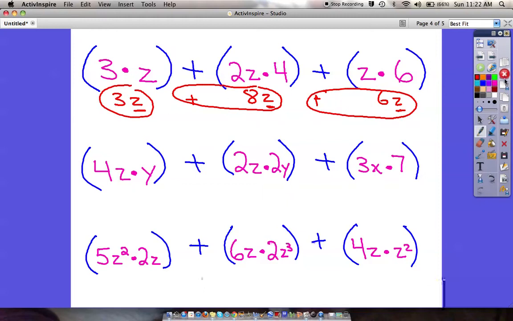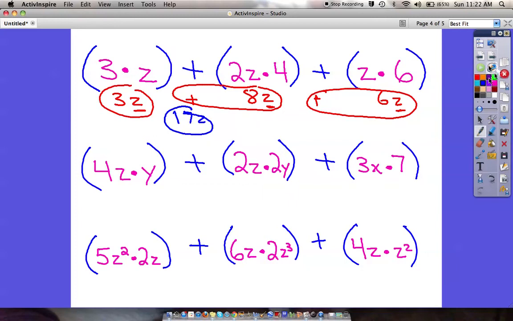My final answer for this one is going to be, oops, that probably won't show up on there. My final answer for this one is going to be 17z. I multiplied these all out and got these, and then I could combine them all together because they all ended with the same label or the same variable.